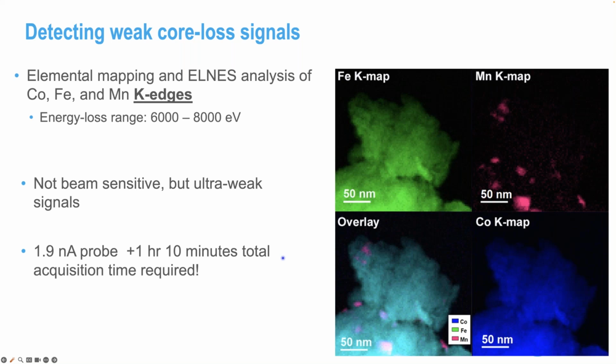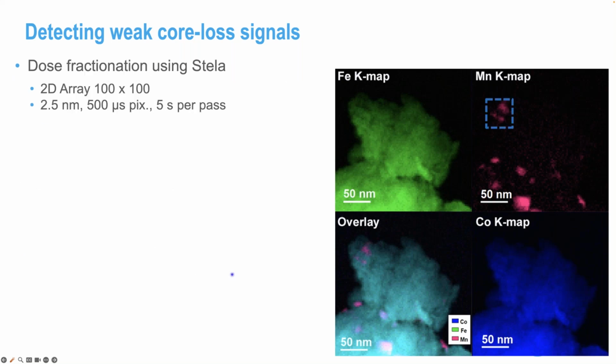How does dose fractionation stack into this example? Well, if the experiment takes 1 hour and 10 minutes to acquire the data, dose fractionation is still super useful for us. So this example is using the Stellar. The data is a 2D array, 100 by 100, with 2.5 nanometer pixels. And yeah, we're still running the camera fast because that's how we run a counting camera. 500 microsecond pixels, and that gives us 5 seconds per pass.